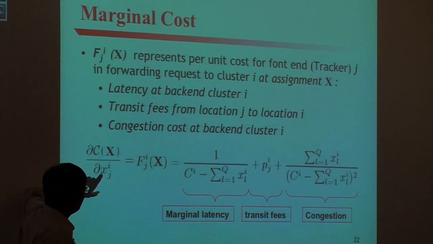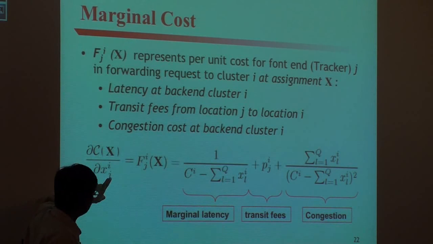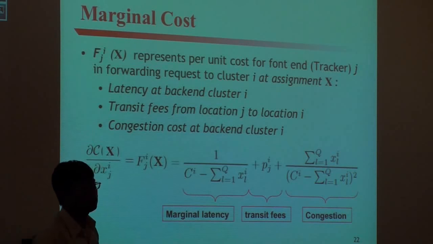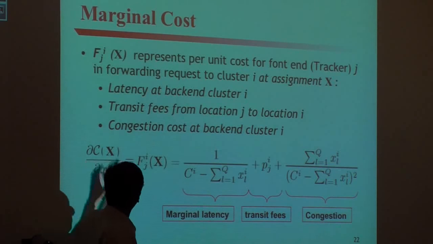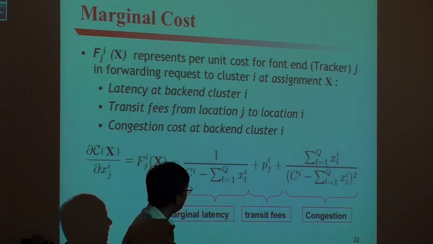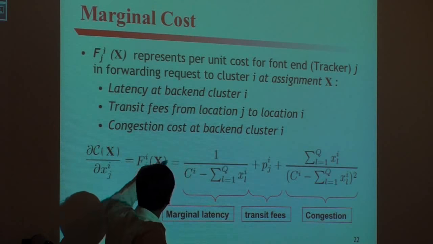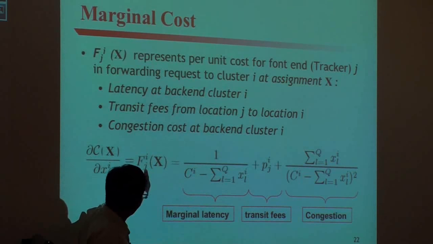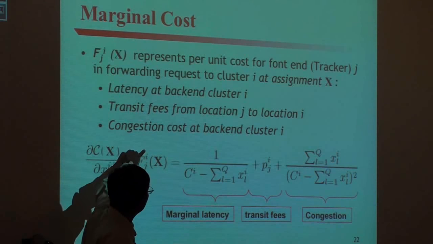So to recollect, x sub j sup i was the amount of traffic which j, the front end j, was sending to cluster i. So the question is, what impact does that one dimension change have on the overall cost of the system? And the answer is obtained by partially differentiating one with the other. And the answer has a really nice form here. What it says is, I call this the marginal cost. Marginal cost of a cluster, the front end j on the cluster i.